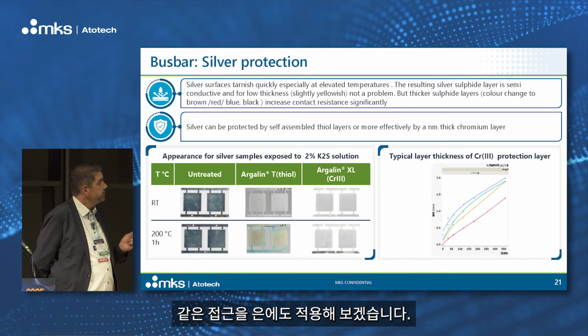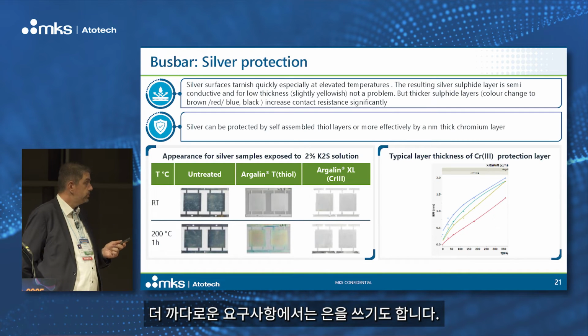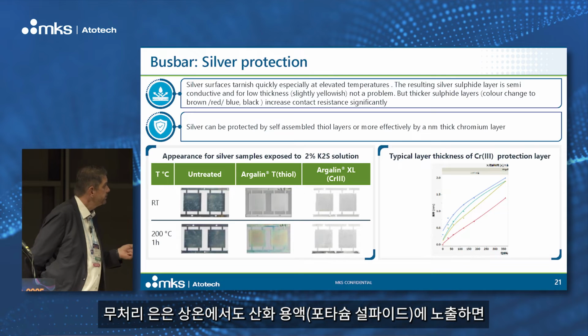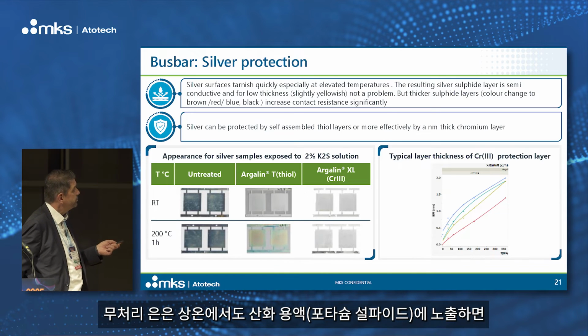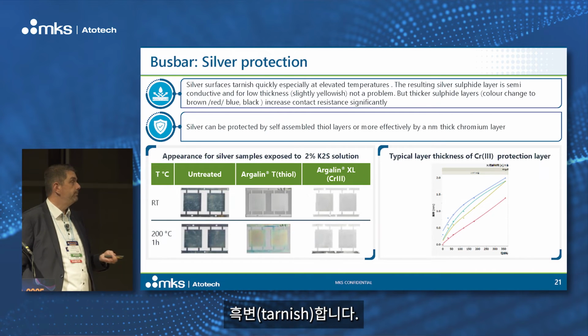If we want to do the same on silver, sometimes you use silver, not always we use tin, but sometimes we also use silver for high requirements. Again, let's have a look at the different treated ones testing. So untreated silver, you see even at room temperature, when we expose it to some oxidation solution, potassium sulfur, you see at room temperature and 200 degrees the silver itself, if it's not treated, it's oxidizing, it's tarnishing.